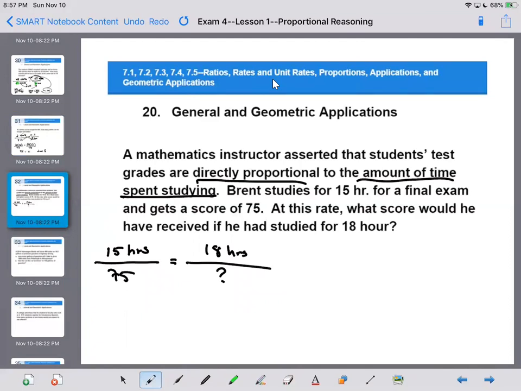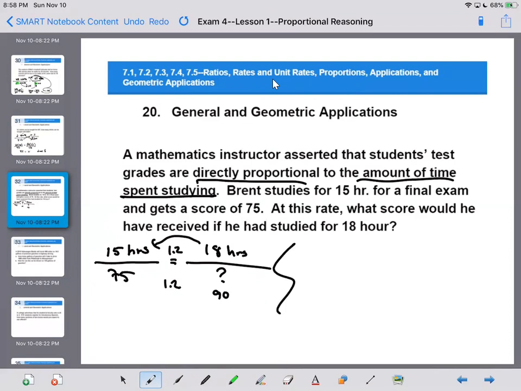So if I took 18 and divided it by 15, I would get 1 2/10, which means if I take 15 and multiply it by 1 2/10, I'm going to get 18. So what happens when I take 75 and multiply it by 1 2/10? I'm going to get 90 as an answer.